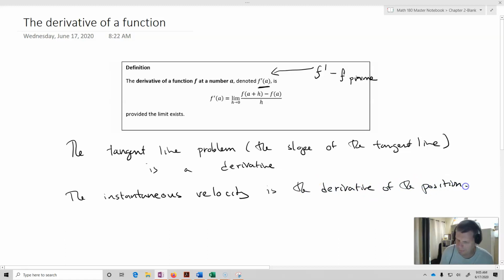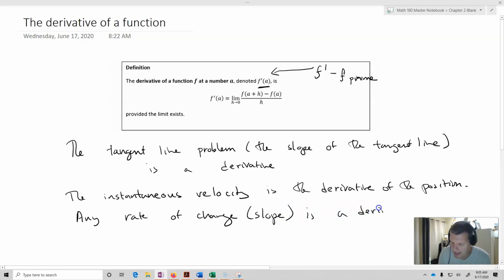We'll get into that a lot more. In addition to that, any rate of change, and we're going to talk about that a lot more in this video, which we have another word for, we call that a slope. Any rate of change is a derivative. That is what the derivative is. The derivative is a rate of change, but specifically, it's an instantaneous rate of change.